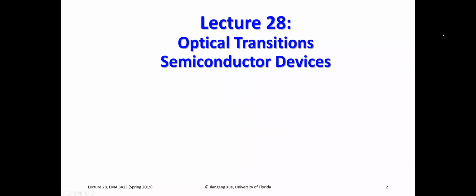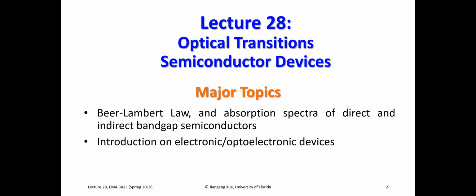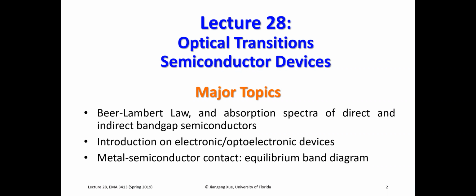In lecture 28, we finished talking about optical transitions, focusing on the Beer-Lambert law and how direct and indirect bandgap semiconductors will have different absorption spectra. And then we started talking about semiconductor devices. We introduced different kinds of electronic and optoelectronic devices, and then started talking about the equilibrium band diagram of metal semiconductor contacts. The details of the metal semiconductor contact will be left to the next lecture.